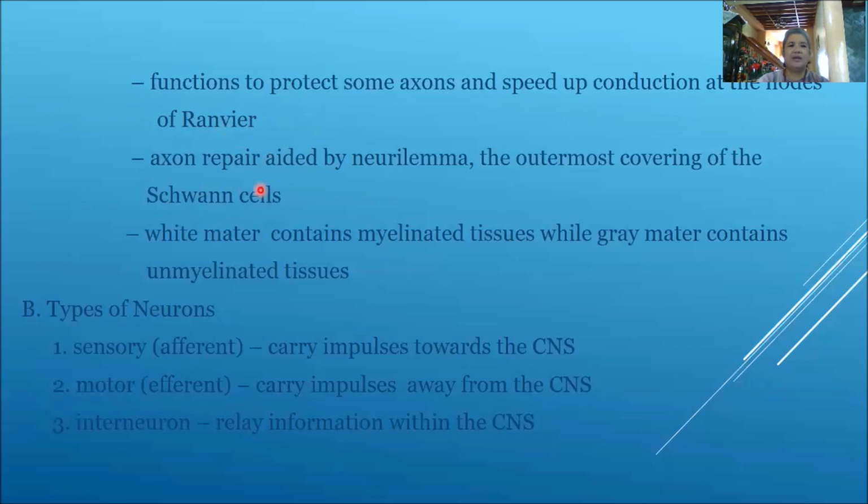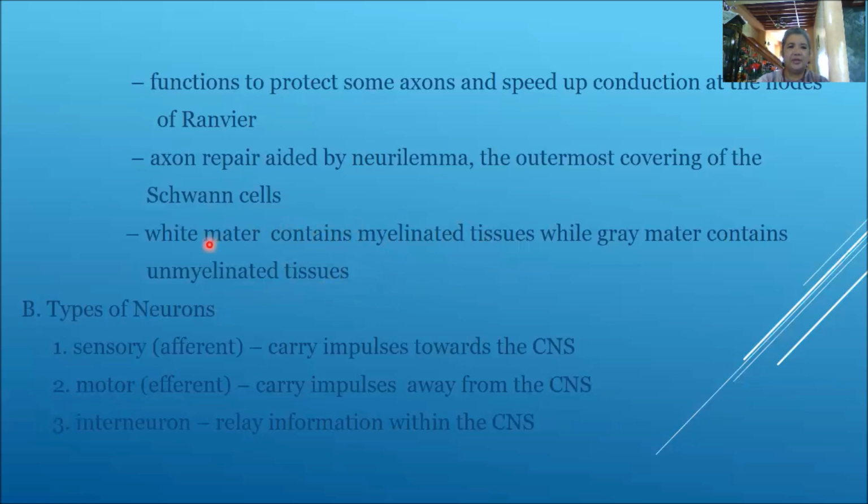Now, axon repair is aided by the neurolemma. The neurolemma is the outermost covering of the Schwann cell. White matter contains myelinated tissues, while gray matter contains unmyelinated tissue. Again, this is not absolute, because there are some white matter which will have unmyelinated axons, or there could be some gray matter which has a myelinated axon.